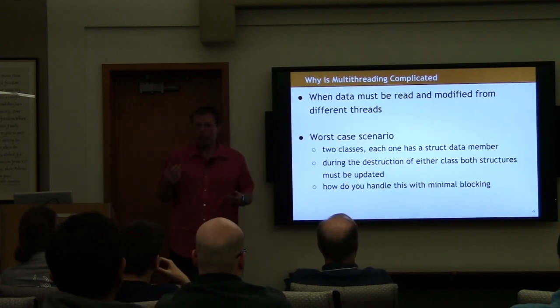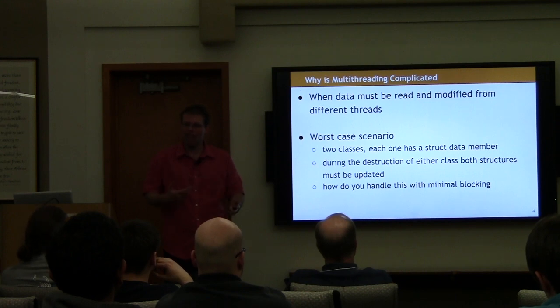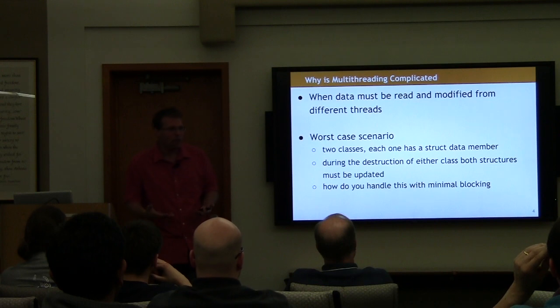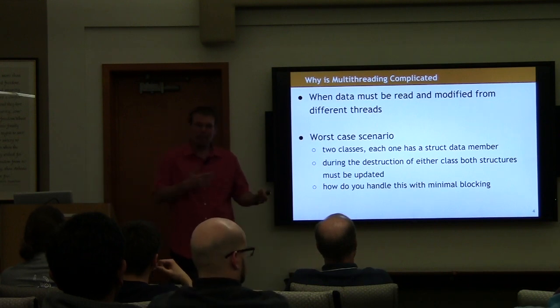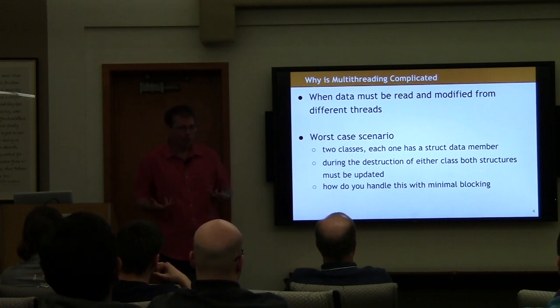Multi-threading is invariably complicated when you have data that needs to be shared among threads. You have some shared data structure that needs to be maintained in a coherent fashion. And unfortunately, we had this in CopperSpice, because in the destructor of two classes, there were references to each other. These references had to be cleaned up during destruction. And it's very difficult to do this in a safe manner without blocking.